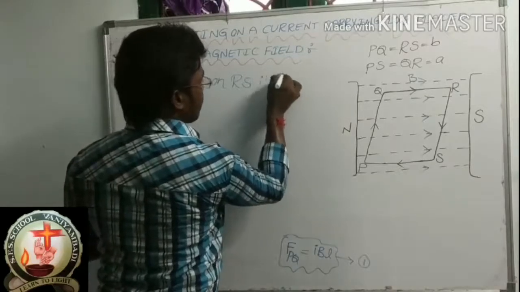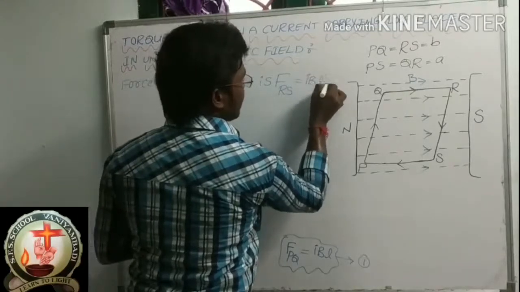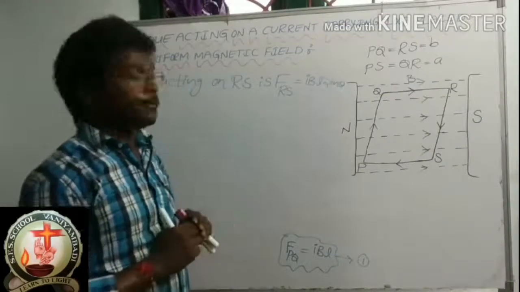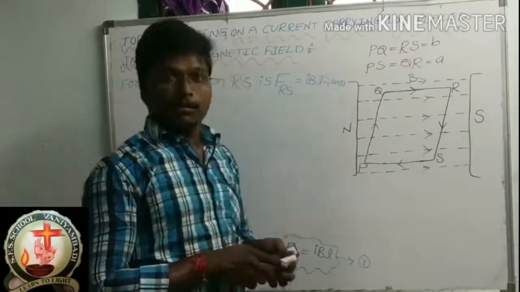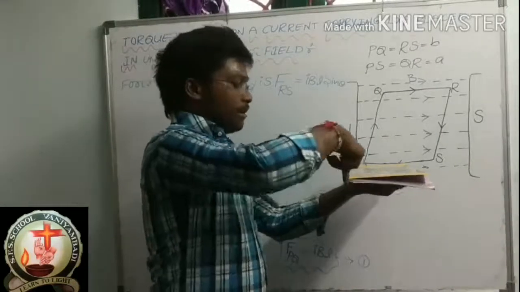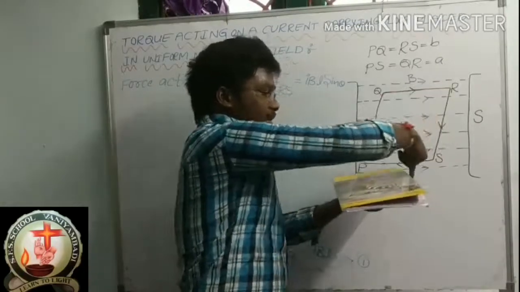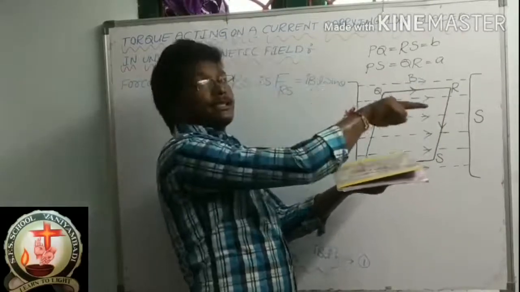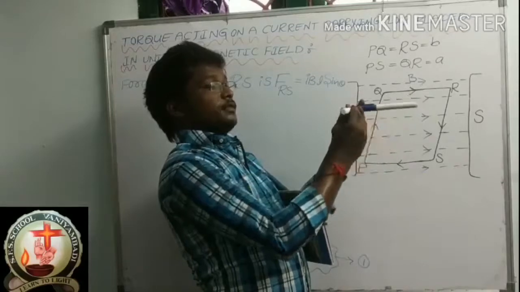FRS is equal to, expression is same, IBL sin theta only. Expression is same only, IBL sin theta. Okay. So you have to find what is the angle. Same procedure only. So what is the direction of current? PQ, QR, RS. So what is the direction? This downside means it is going this side. So direction of current is this side. Magnetic field direction is same, that side only. So magnetic field direction is this side, and direction of current is this side. So what is the angle?